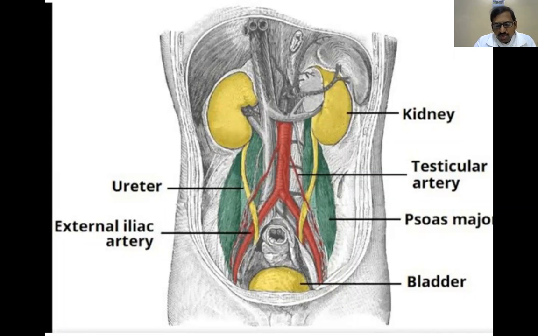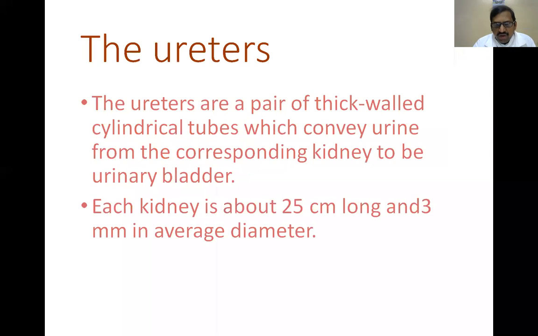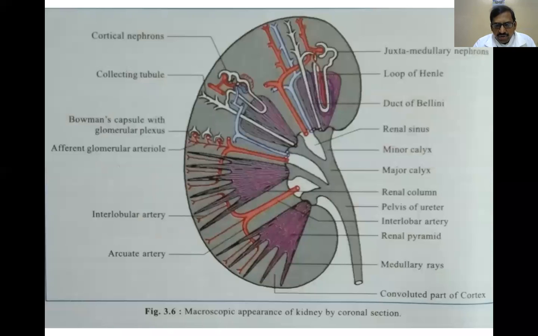First, you see about the pelvis of the ureter. It is formed by the union of the minor calyces. Together they form the major calyces, and these major calyces together form the pelvis of the ureter. This is the pelvis of the ureter. The capacity of the pelvis of the ureter is 5 to 7.5 ml. From here to here, we call it the pelvis of the ureter.